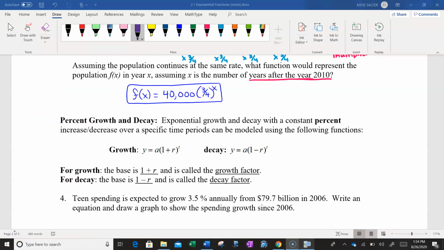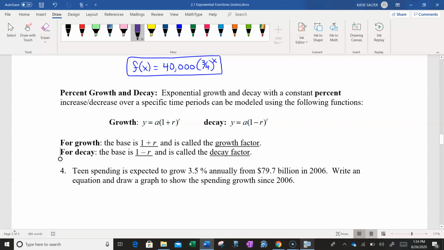Okay, so what about percent growth and decay? Exponential growth and decay with a constant percent increase or decrease over specific time periods can be modeled using the following functions. Guys, these are derived from the function y equals a times b to the x. The only difference is to get your base or your multiplier. If it's a growth, you're going to do 1 plus r. If it's a decay, you're going to do 1 minus r.